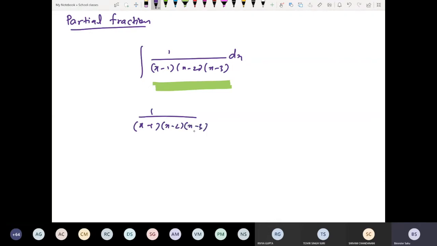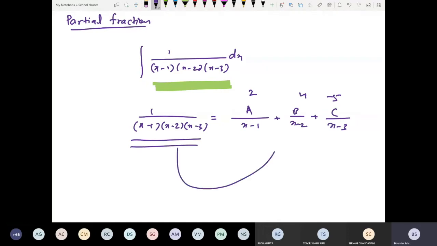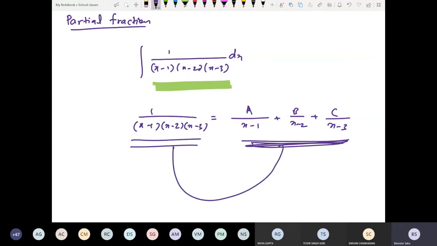the integrand, and beta this can be expressed like this: a by x minus 1 plus b by x minus 2 plus c by x minus 3. A, B, C will be some constants like 2, 4, 5, anything, minus 5. So if we have to integrate this, we will convert this into this. You all can see this is equal to this, and this is easily integrable now. The method by which we are converting this into this is known as partial fraction. So this we are going to study.